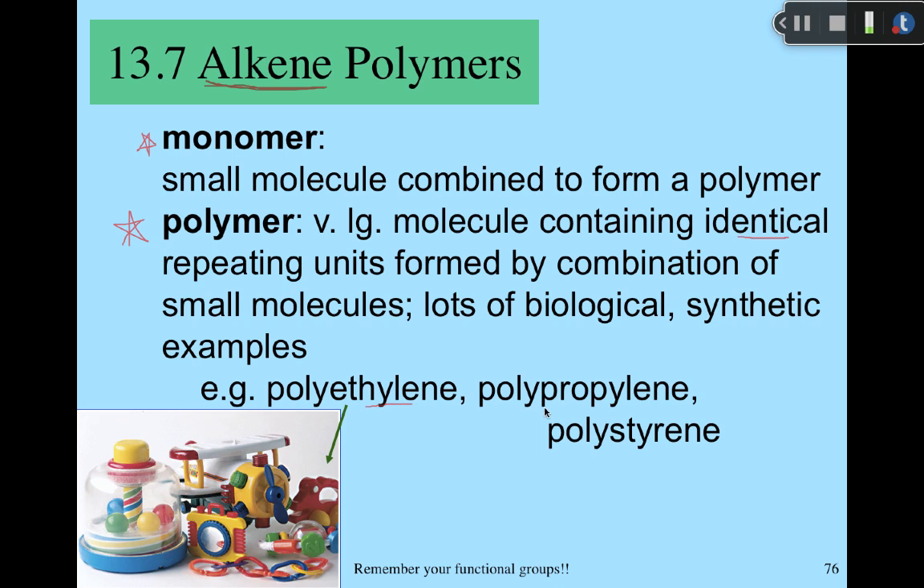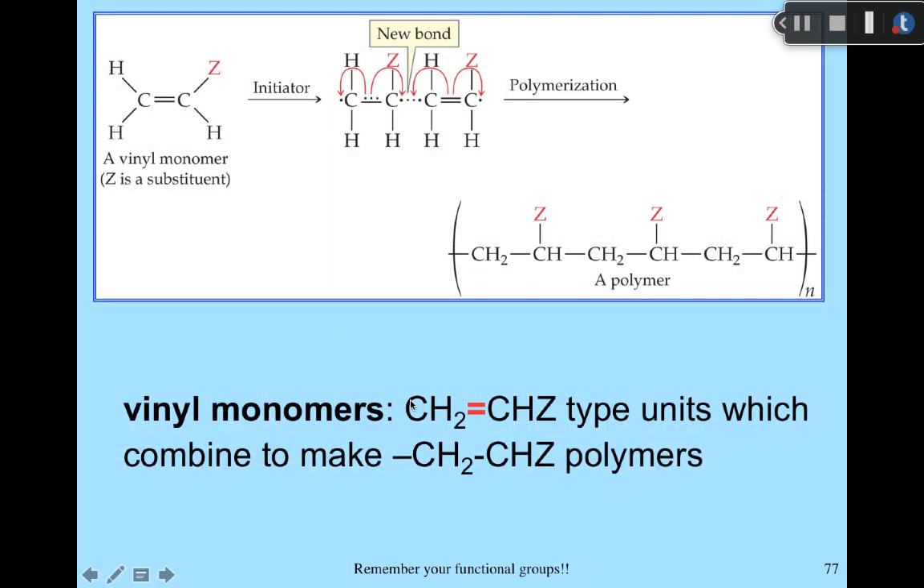Things like polyethylene, polypropylene, polystyrene have this -ene ending because they really do come from alkenes. You don't need to know any of them specifically, but how they work is related to how alkenes do addition reactions. In a general sense, they all begin with a vinyl group, where you have two carbons in a double bond and some other substituent Z on them.